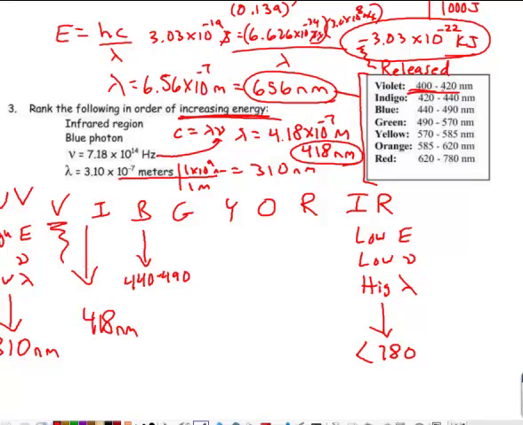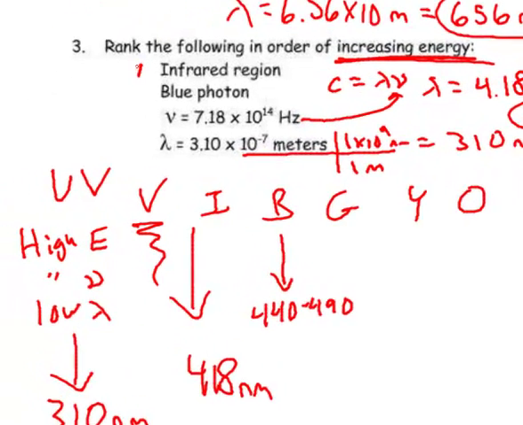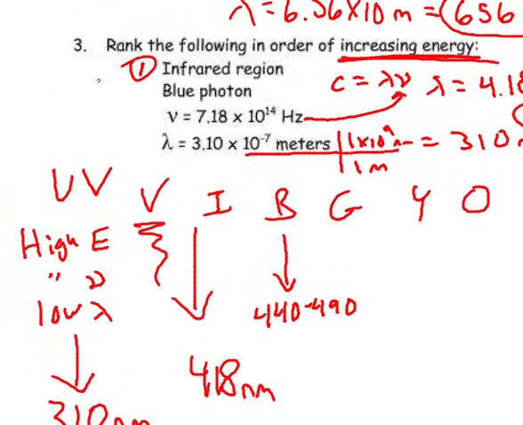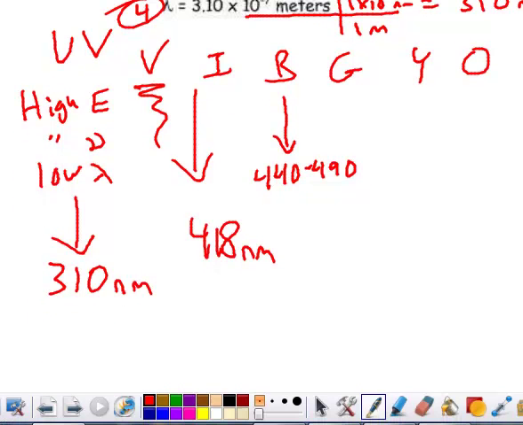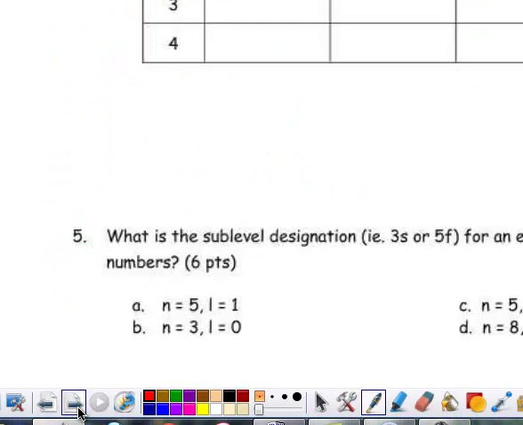All right, so increasing energy. The lowest is going to be the infrared. Next is going to come blue. Next is going to come 418. And then last is going to come 310. So they were actually in the correct order. I don't know why I did that. What can I tell you?